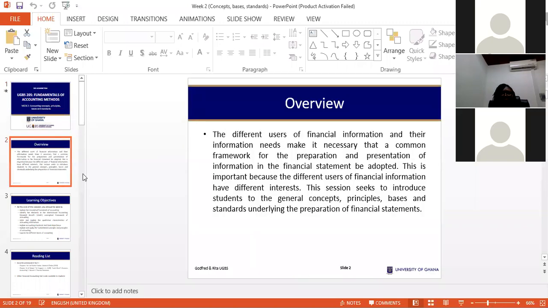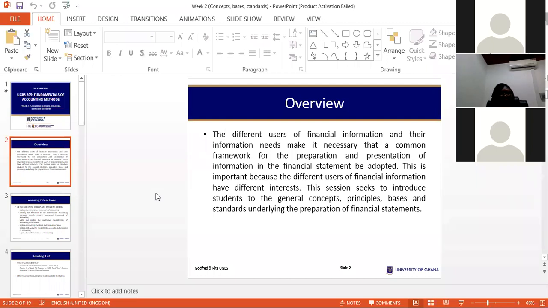Okay, now based on our learnings in week 1, we identified the different users of accounting information and their information needs. Unfortunately, we cannot prepare tailor-made financial information for each group. Other than that, that will be a Herculean task. And so because of that, we prepare what we call a general purpose financial statement that every user is able to pull the information they require from.